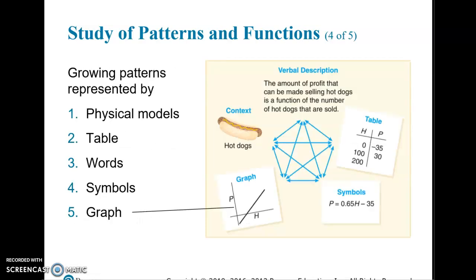Growing patterns have been represented by physical materials or drawings, a table, words, and symbols. A graph adds a fifth representation, and one that effectively illustrates covariation. In the illustration below, these 5 representations are shown with the connecting context of the selling of hot dogs.